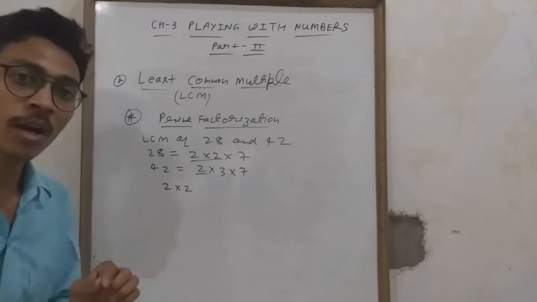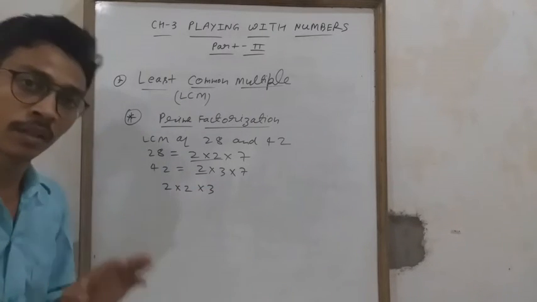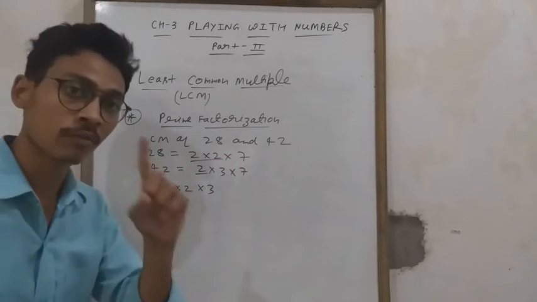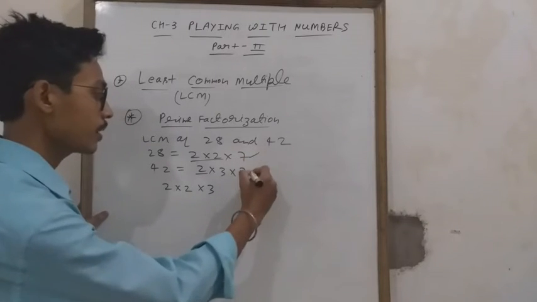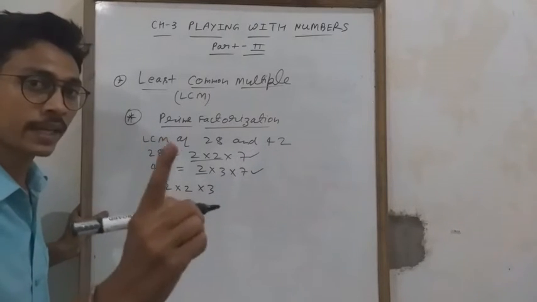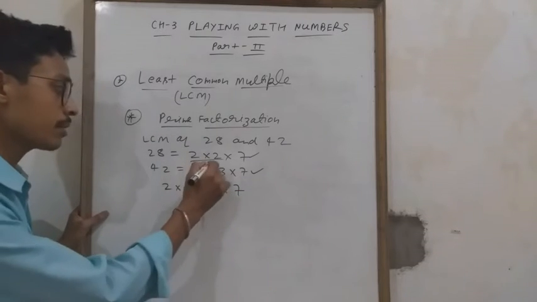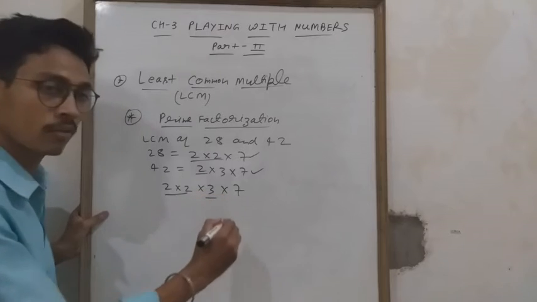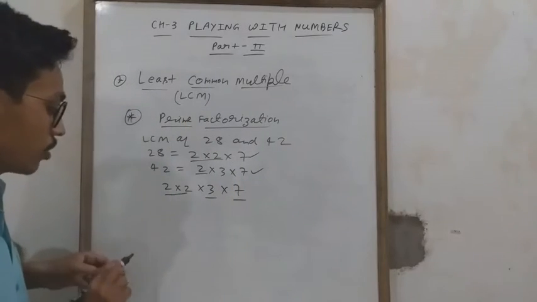3 is coming maximum how many times, student? Only 1 time. So you will write down 1 time. Clear? Because 3 here not coming, but here 3 is coming 1 time. So maximum is what? 1. 7 is coming maximum how many times, student? Here also coming 1 time, here also coming 1 time. So 7 you will write down only 1 time. Again, 2 is coming maximum 2 times, so you will write down 2 times. 3 is coming only 1 time, so you will write down 1 time. 7 is coming only 1 time, so you will write down only 1 time. Clear?